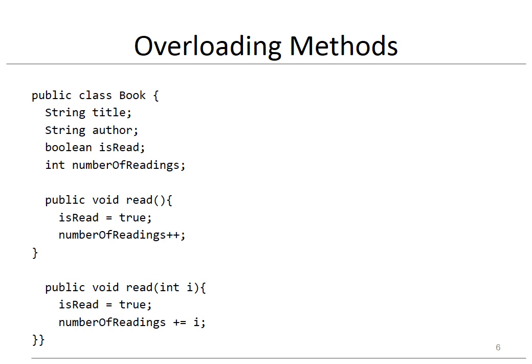Let's look at this alternative. Now we have two read methods, one that has no input arguments and one that has one input parameter i of integer data type. To Java, these are two different methods.